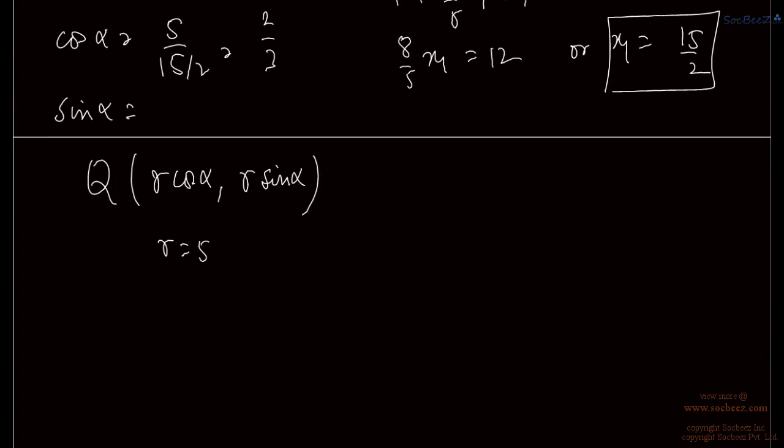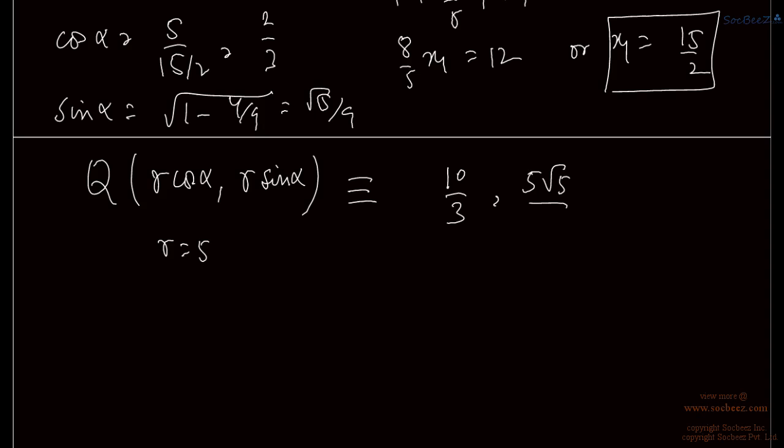So sin alpha can be written as, we are again taking the positive value, and for negative value we will get another transverse tangent. So sin alpha is square root of 1 minus 4 upon 9, which is equal to root 5 upon 3. So we have point Q as 5 times cos alpha, that is 10 by 3, and 5 times sin alpha, that is 5 root 5 upon 3.